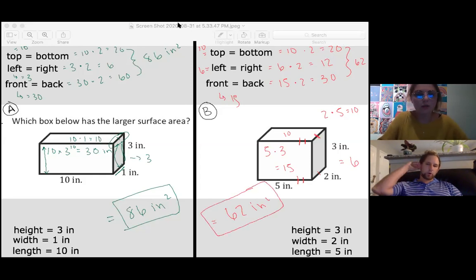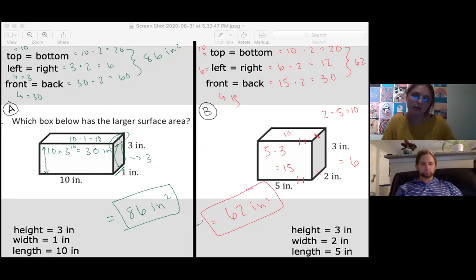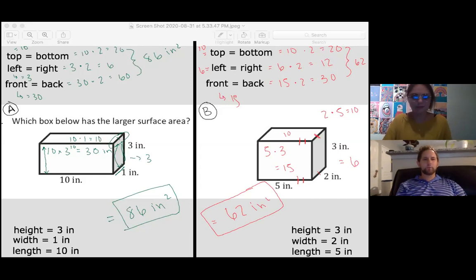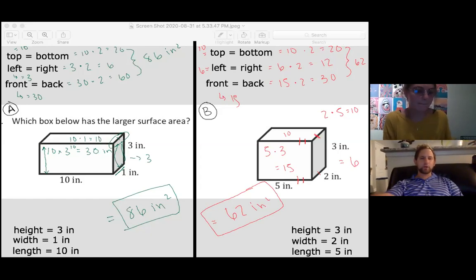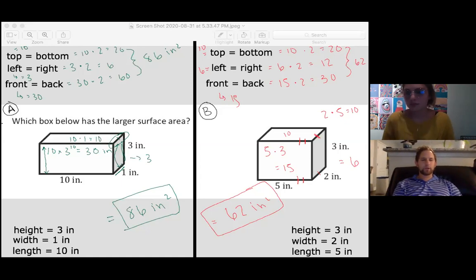So I hope y'all picked box A because you can see it is 24 inches bigger. Yep, so the space that covers that rectangular prism is 24 inches bigger, meaning you would need 24 extra inches of wrapping paper in order to cover the box. So hopefully you can reevaluate your prediction.